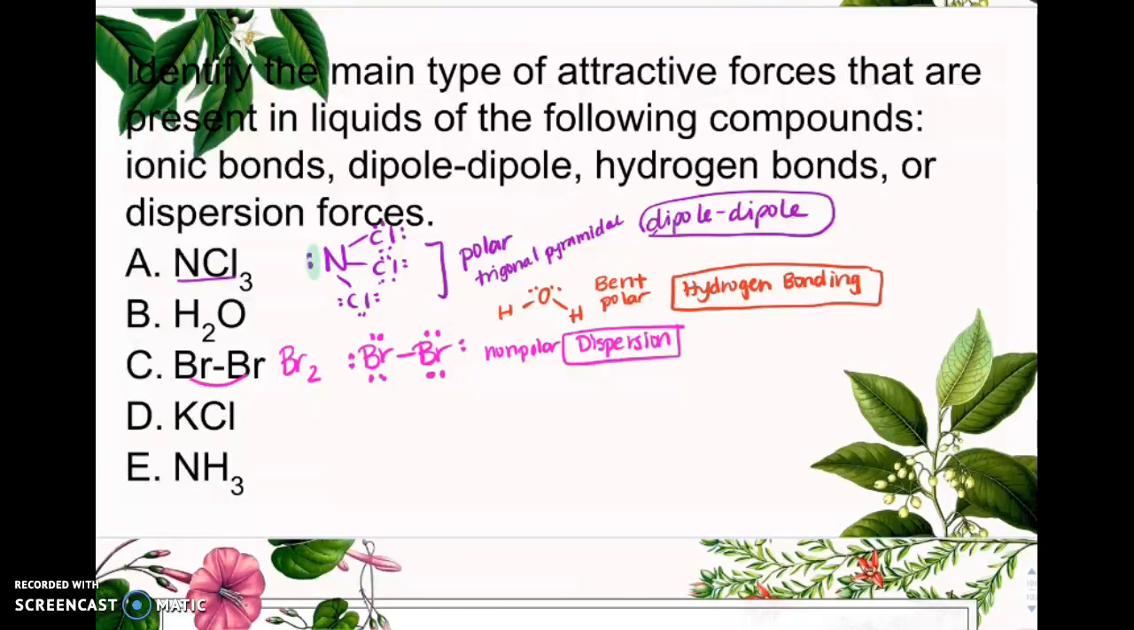Okay. Out of these really quick, which would have the highest boiling point? Here would be our highest boiling point, and this would be our lowest boiling point out of the three that we already have. Okay. So out of these three.